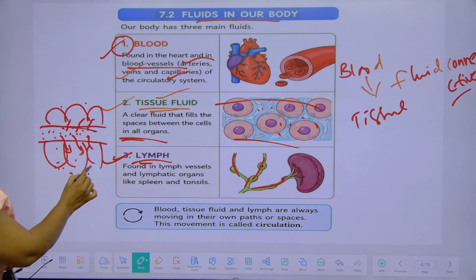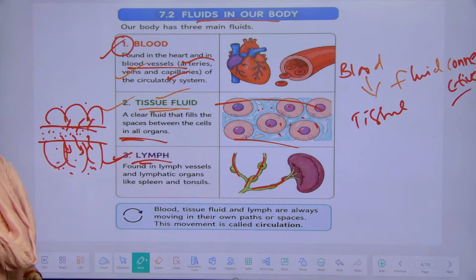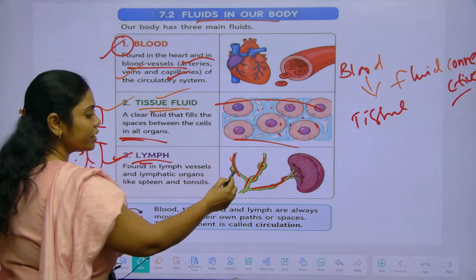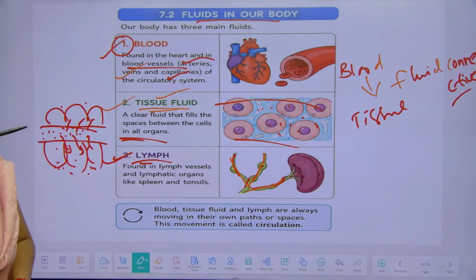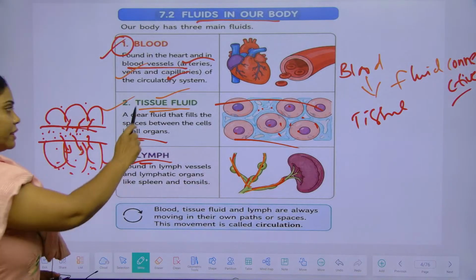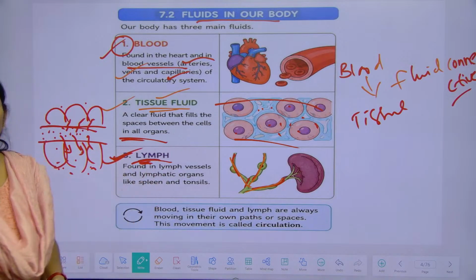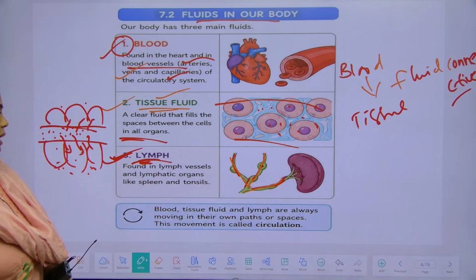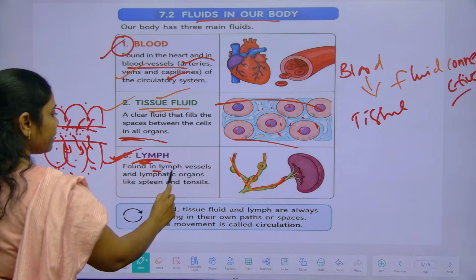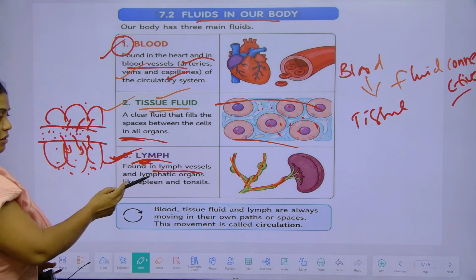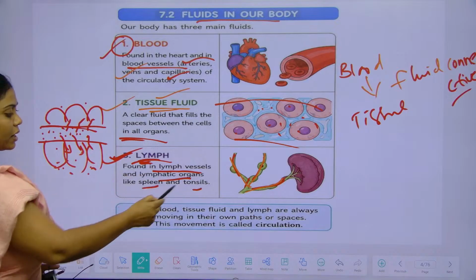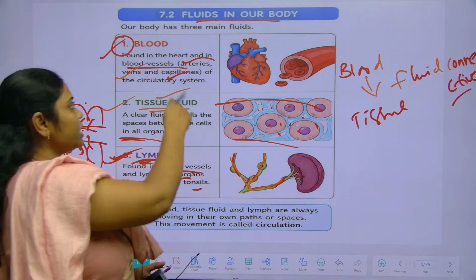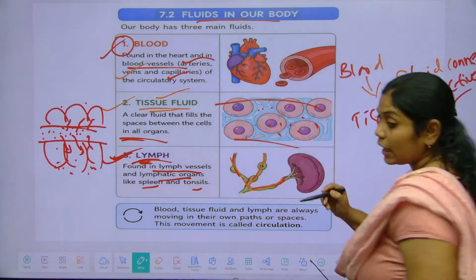Whatever the fluid is collected over here, we call that tissue fluid. Now that will be extracted into these lymph vessels. When it enters the lymph vessel, this tissue fluid is called lymph. Clear? Right. Lymph is transported in the lymph vessels and lymphatic organs. Examples of lymphatic organs are spleen and tonsils. Clear? So these are the fluids present in our body.